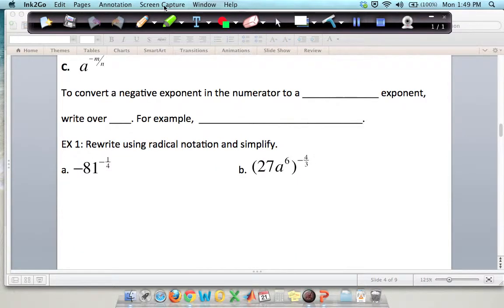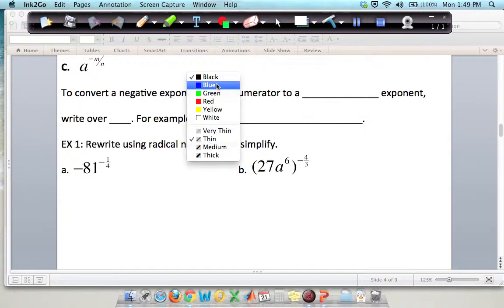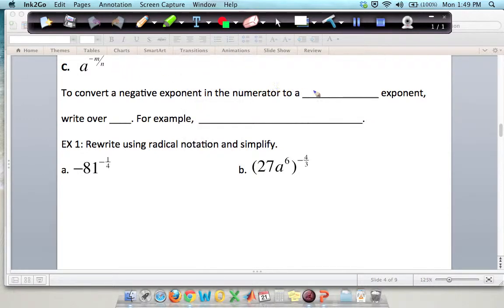All right, when we have a negative exponent, we always want to simplify the negative exponent and make it positive. So the rule is to convert a negative exponent in the numerator to a positive exponent. You write whatever has that negative power over 1, and that changes the negative to a positive. So for example, taking this example we have up there, a to the negative m over n equals, you write it over 1, you bring down the a, and then that negative becomes a positive m over n.